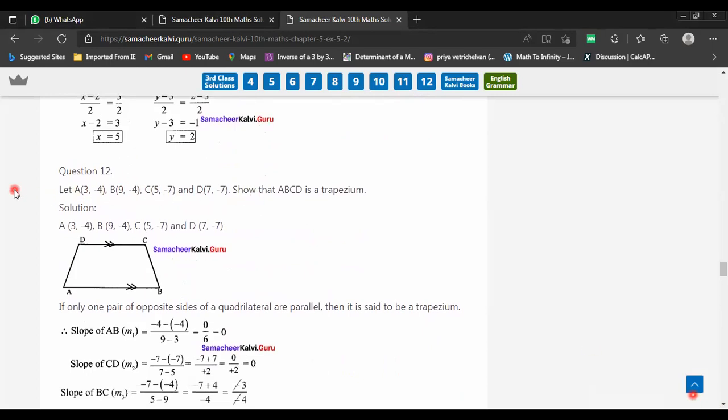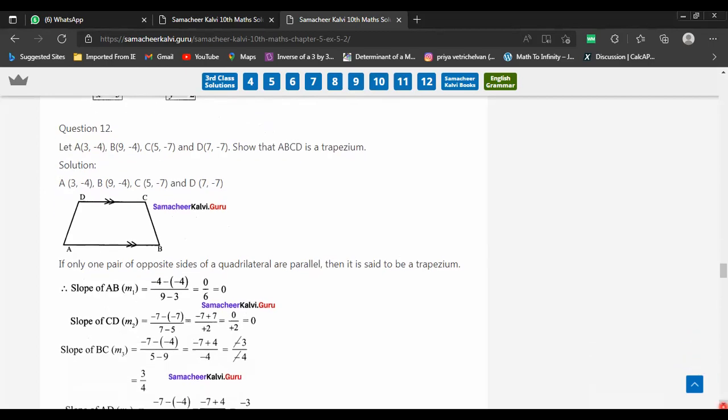You have 4 points here. We are asking whether these points form a trapezium or not. To be a trapezium, only one pair of opposite sides should be parallel and another pair shouldn't be parallel. That is the condition. Okay. So parallel means we already know their slope must be equal. So one set should be equal and another set shouldn't be equal.